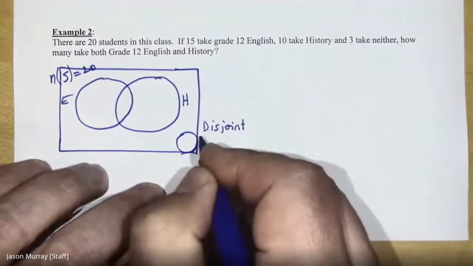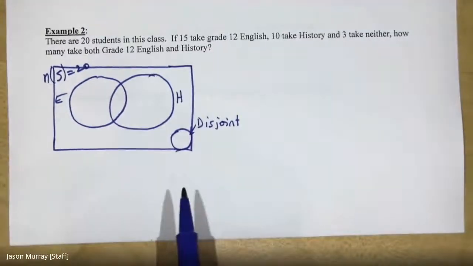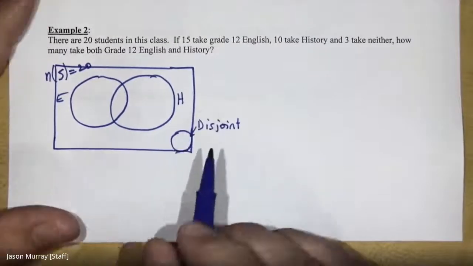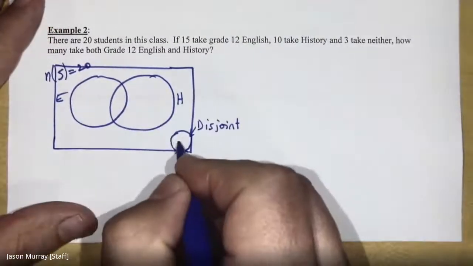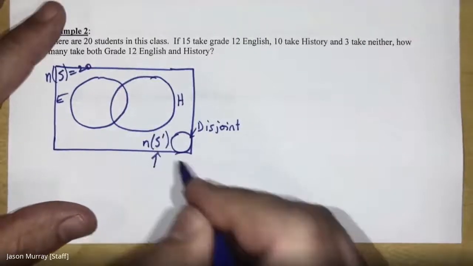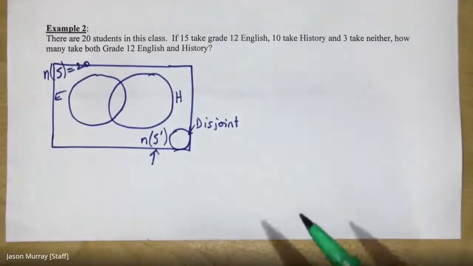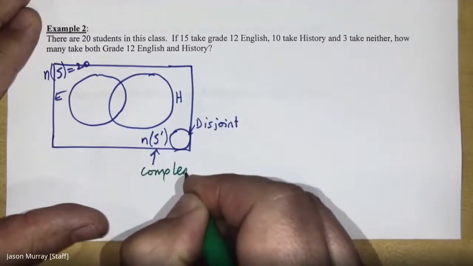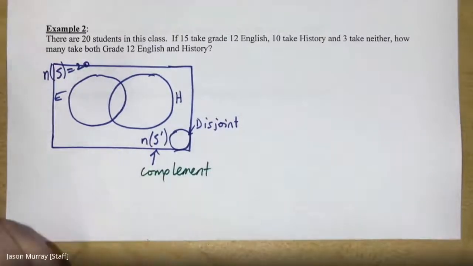It's disjoint from the other two, and it's its own set that represents neither. So this set is actually called, and there's a name for it, the complement. And we've heard that word before.